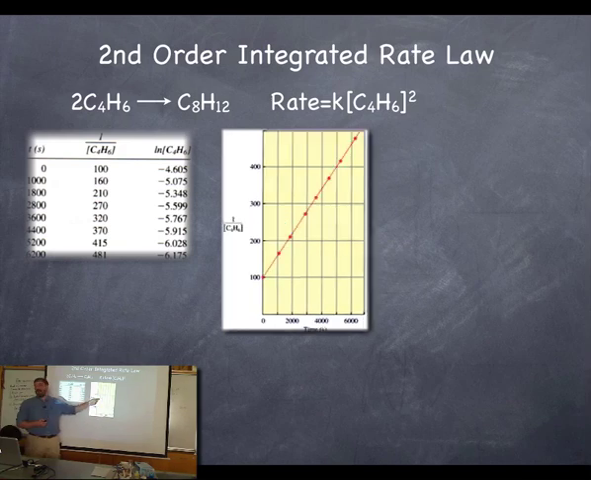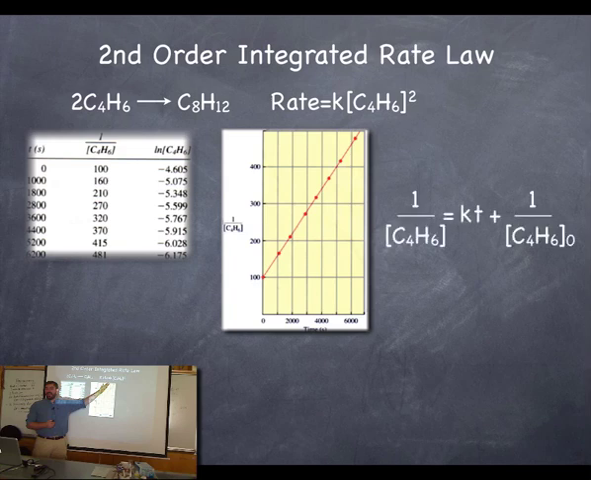So let me try and graph the inverse of concentration versus time. I've graphed the inverse of concentration versus time, and I said, hey, look at that. It's a straight line. That tells me that this is a second order reaction. If you graph the inverse of concentration versus time and you get a straight line, you know that it is a second order reaction, and the integrated rate law for second order looks like this. We have the inverse of concentration, time, and again the inverse of concentration at time equals 0.